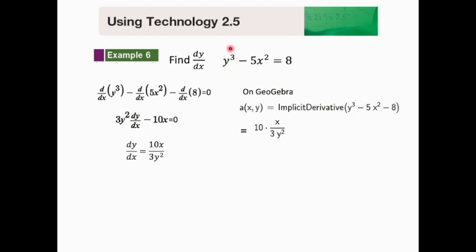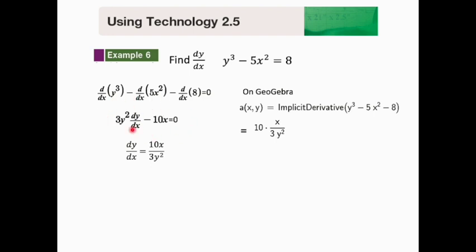When we take the derivative of that first term, we're going to get 3y squared dy dx because y is changing with respect to x, so we have to use the chain rule here. x is not changing here with respect to anything, so when I take the derivative of 5x squared, it's just going to be 10x. And then, of course, when I take the derivative of 8, it's just going to drop out and be 0. So this is what we have right now.